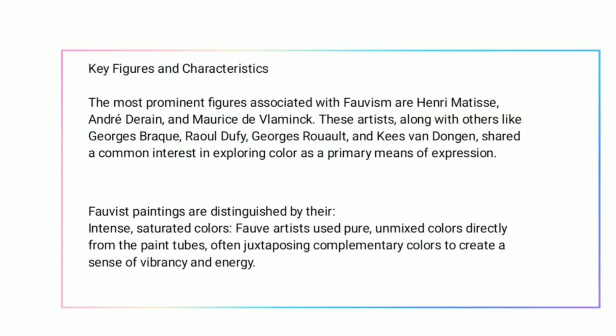So, the key figures and characteristics. The most prominent figures associated with fauvism are Henri Matisse, André Derain, and Maurice de Vlaminck. These artists, along with others like Georges Braque, Raoul Dufy, Georges Rouault, and Kees van Dongen, share a common interest in exploring color as a primary means of expression.